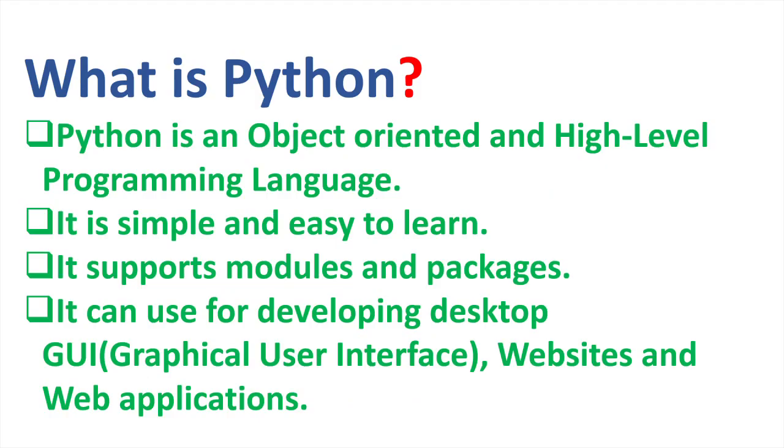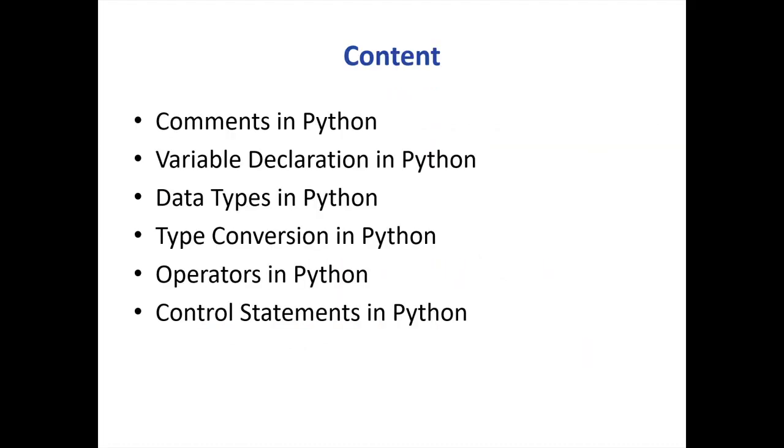Before going to our concept, first we want to know about Python. What is Python? Python is an object-oriented and high-level programming language. It can be used for developing desktop, graphical user interface, websites, and web applications. It is simple and easy to learn.